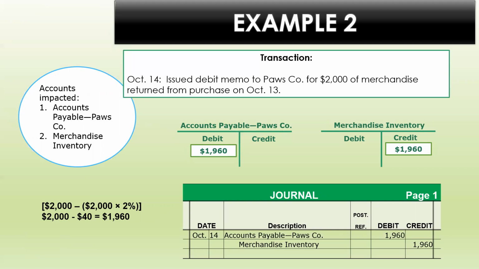So on October 14th, we record the debit first in the amount of accounts payable Paul's company in the amount of $1,960. And then for the credit, we use the account merchandise inventory in the amount of $1,960.